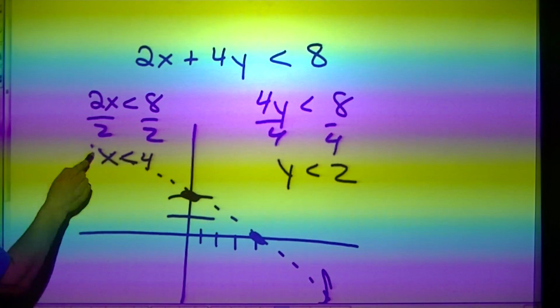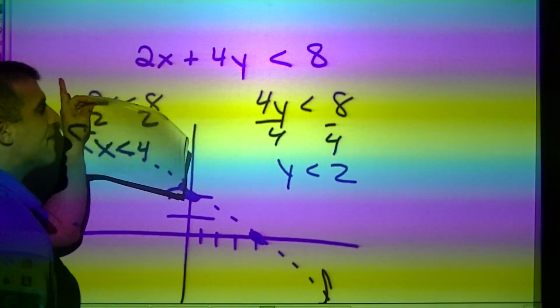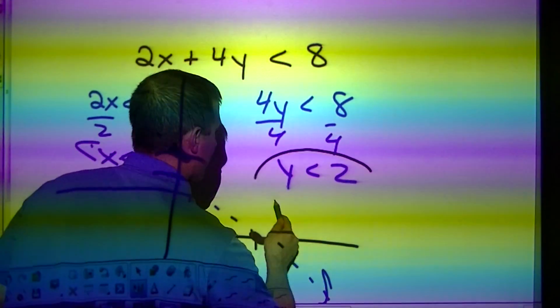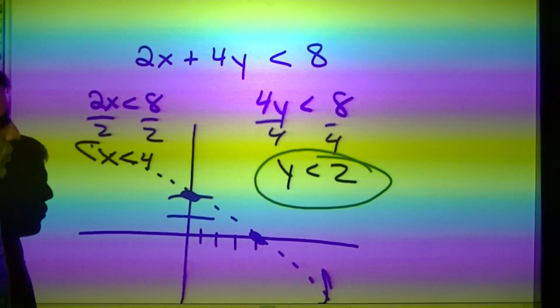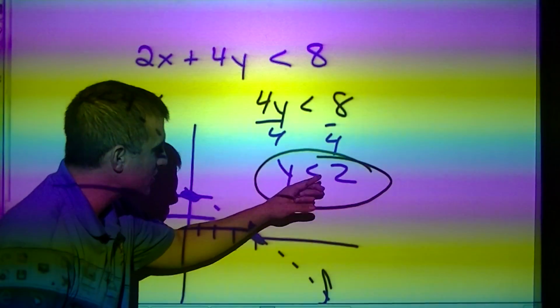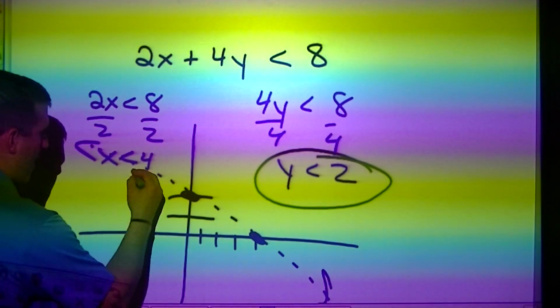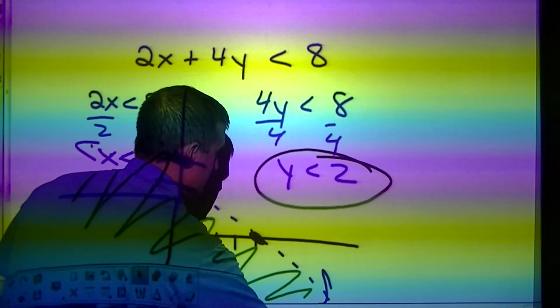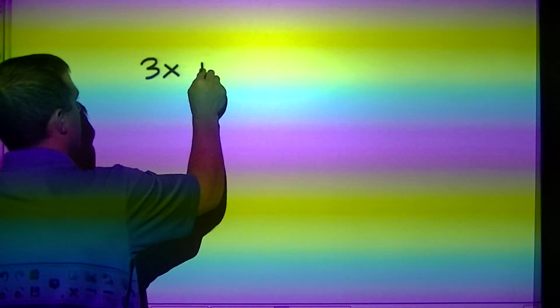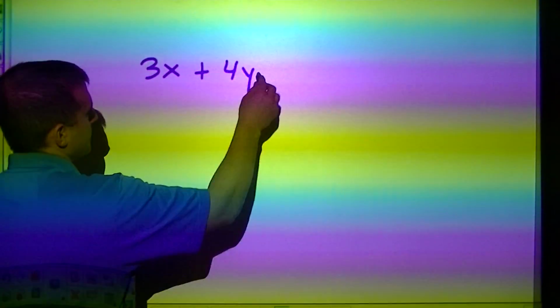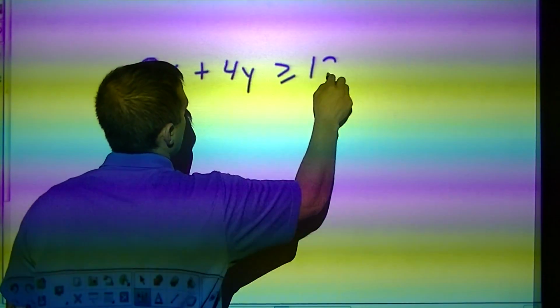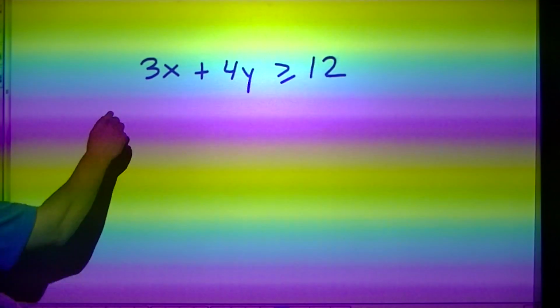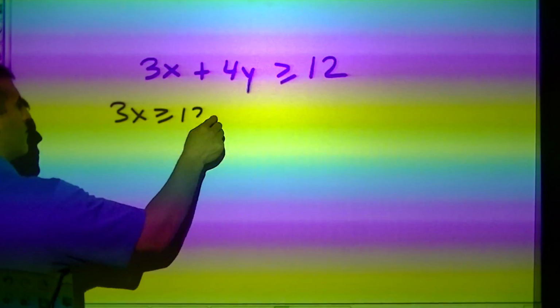Now, here's the key thing to know. When you have these, all I care about is what's happening with the y. So in this case, it says y is less than, so that means down. So I'm going to graph on the down side of this. Let me do another example. Let's say I have 3x plus 4y is greater than or equal to 12.